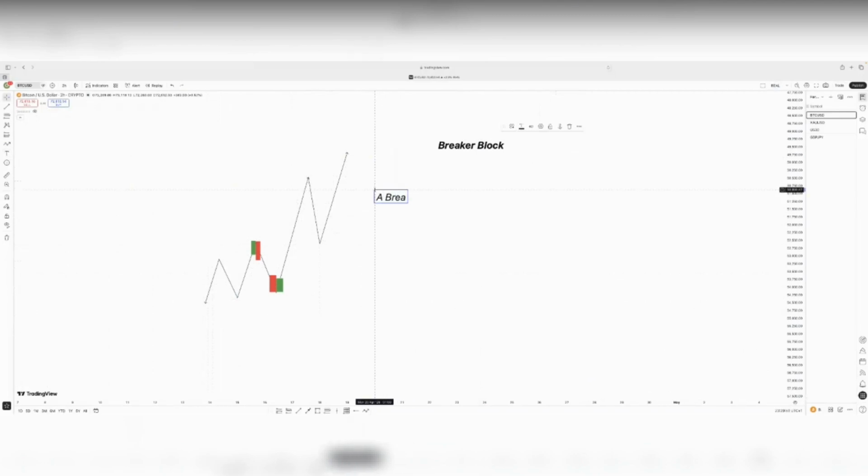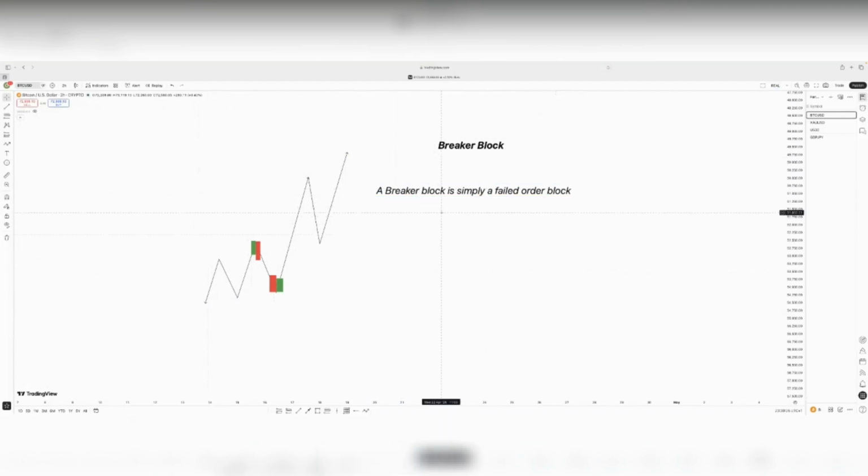A breaker block is simply a failed order block. That is the easiest definition I can give, I think. A breaker block is simply a failed order block. The last two candles are the breaker block.